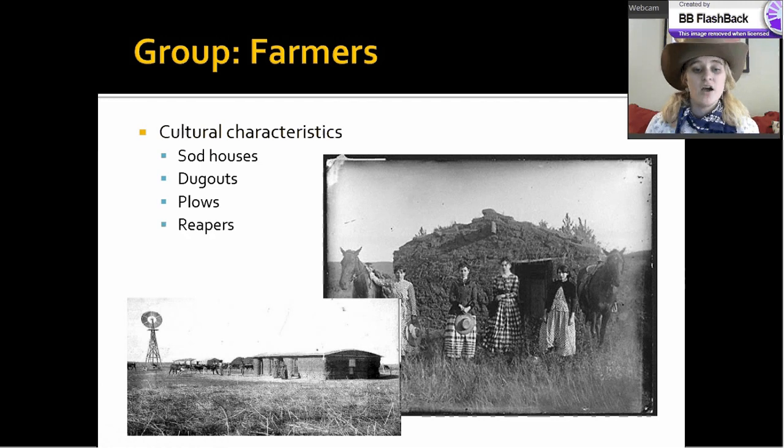Obviously, a big part of being a farmer is the new technology that comes out, such as the plow and the reaper. You can't farm without them. They would also use windmills. Windmills are really important in order to pump water from distant streams or lakes, because there's no guarantee of rain, right? So you've got to be able to get water in somehow, and that's what the windmills would do for you.